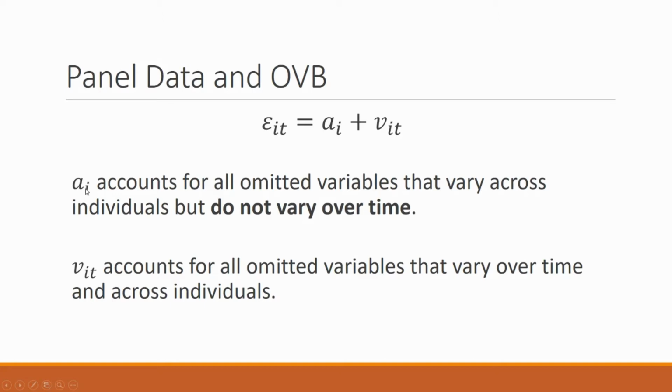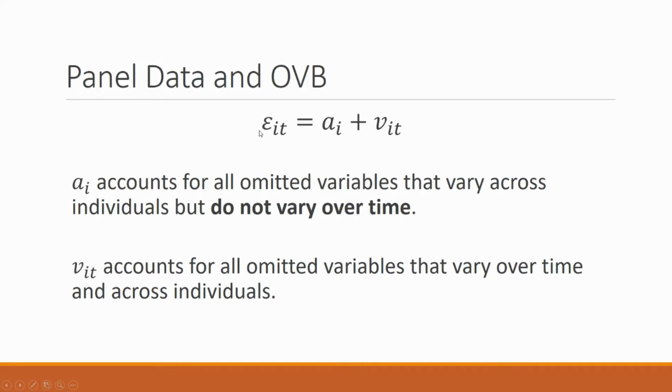It varies across people, so it has an index I, but it does not vary across time, so it does not have an index T. All right, and then this VIT accounts for all omitted variables that vary over time and across individuals. Okay, so any variable that varies between people, that means different people can have different values, and it varies across time. That means it changes as time goes on. All the omitted variables that vary across time and across individuals is captured by VIT.